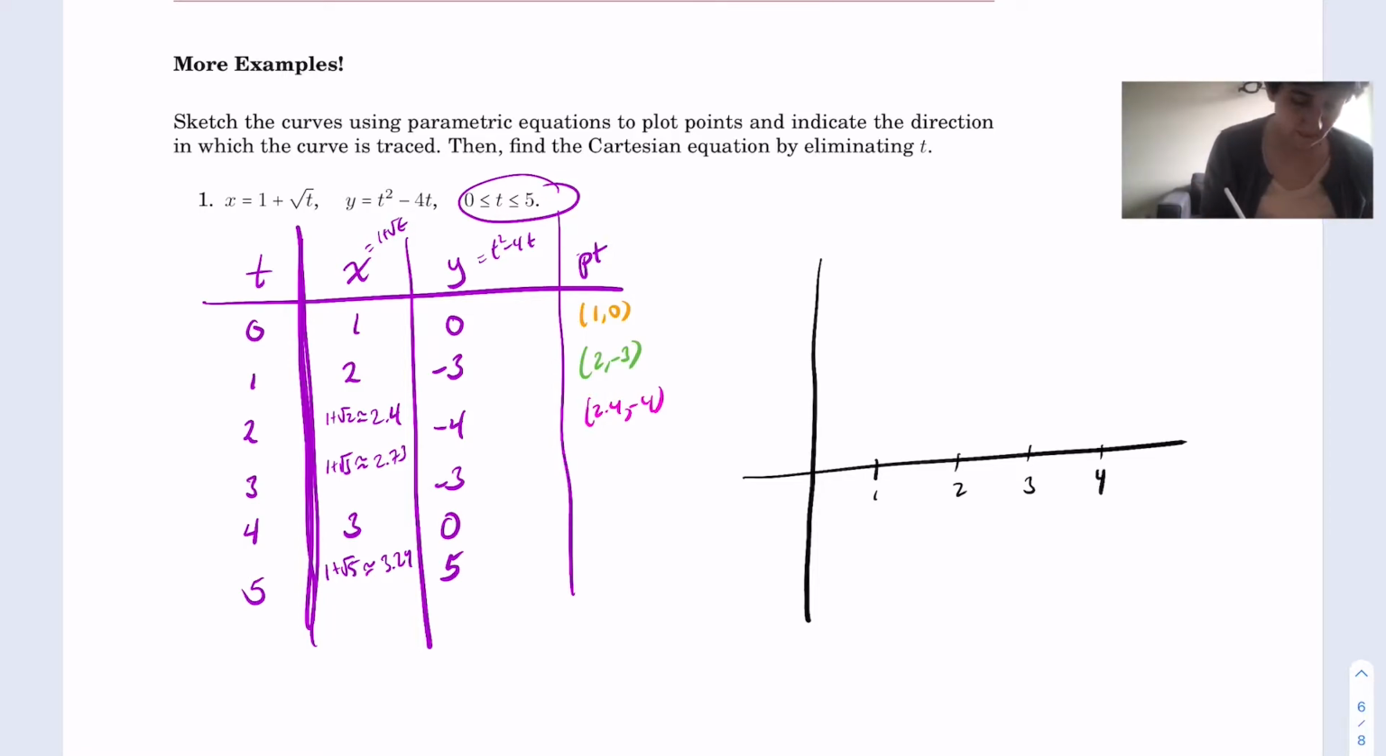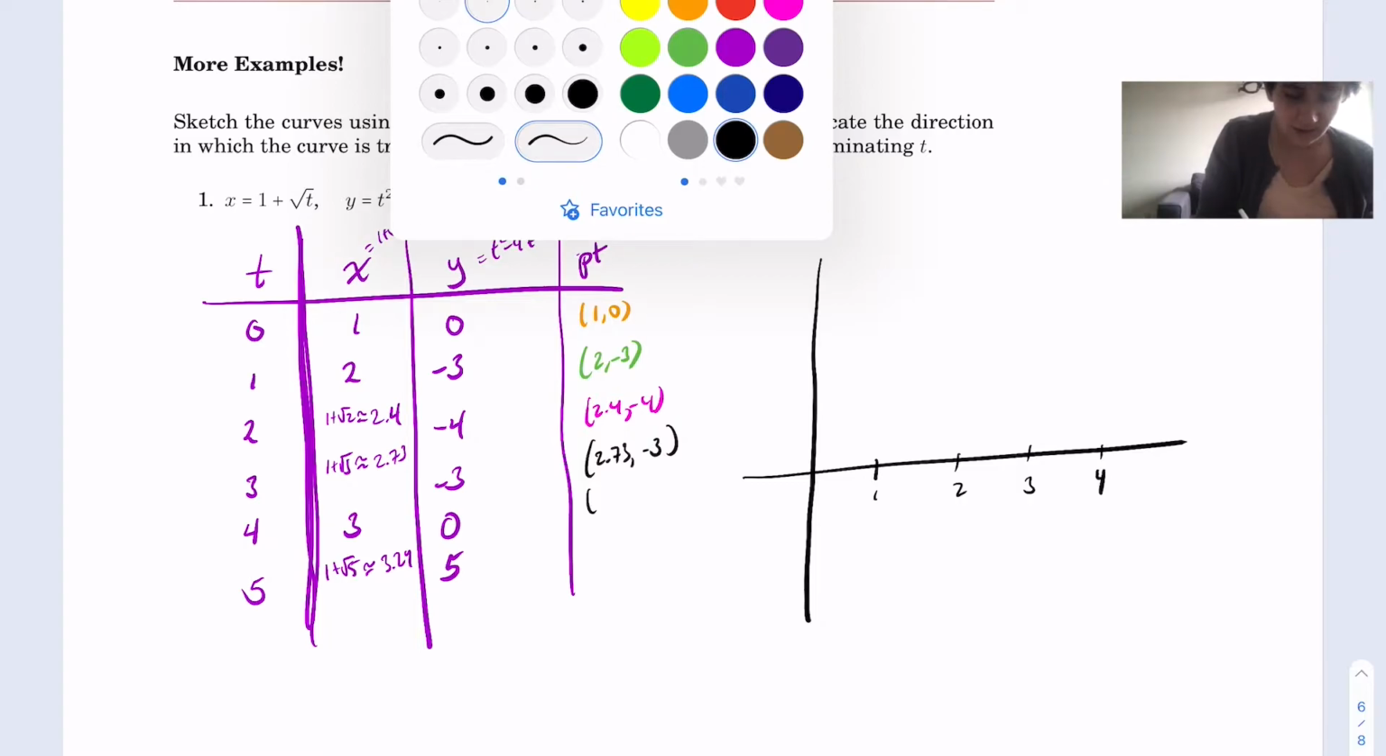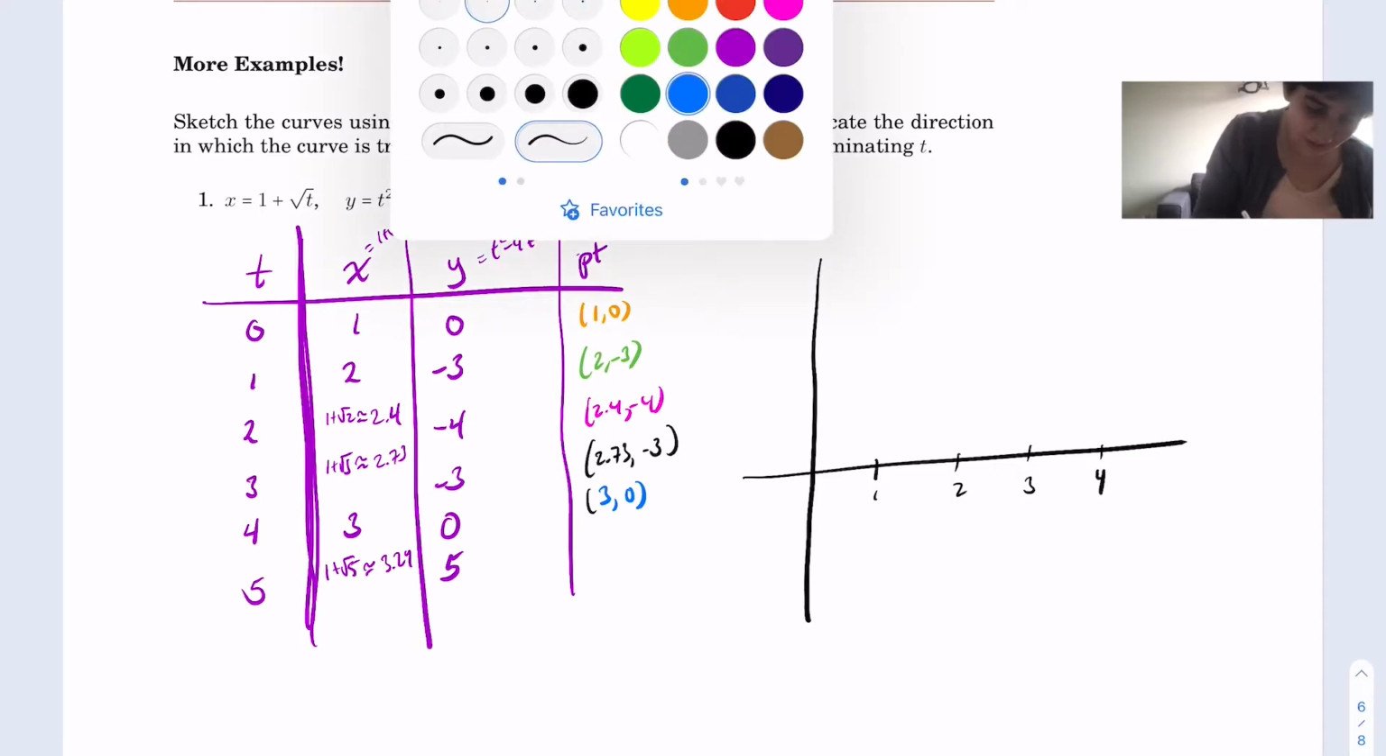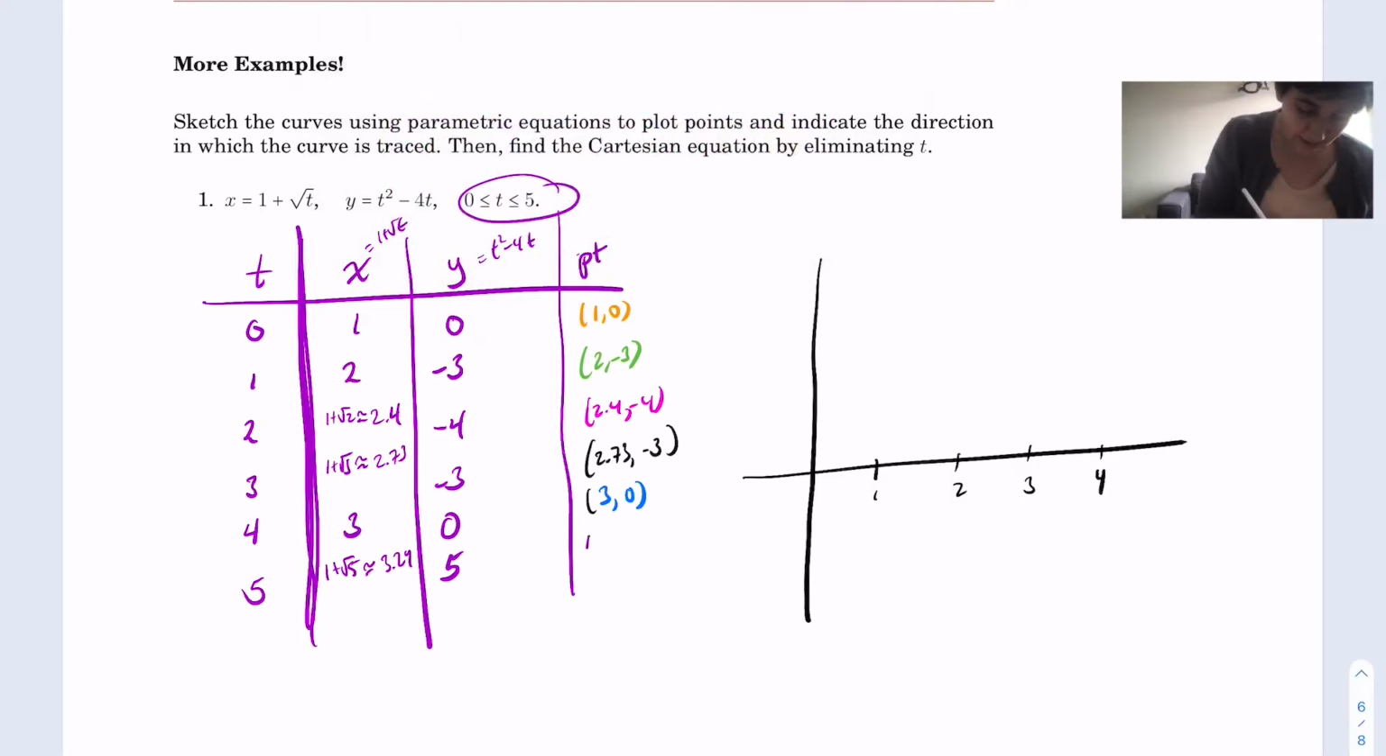Then I've got 2.73, negative 3. I'm as low as negative 4, excuse me. Gotta be careful. And then I've got 3, 0. I'm going to try to put the colors in. There's not so many advantages to doing things remote, but let's take advantage of those we can.